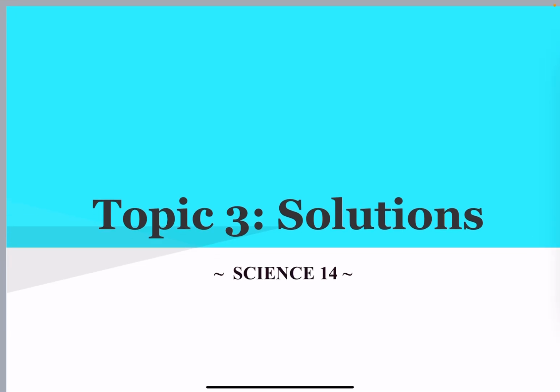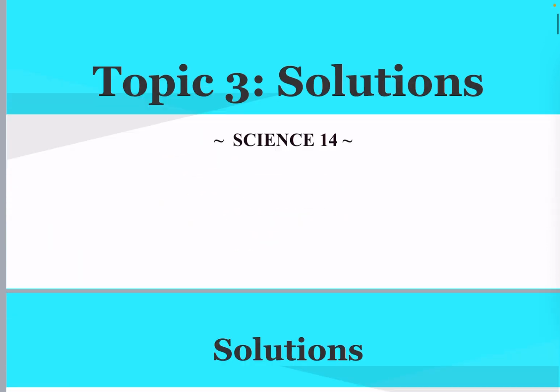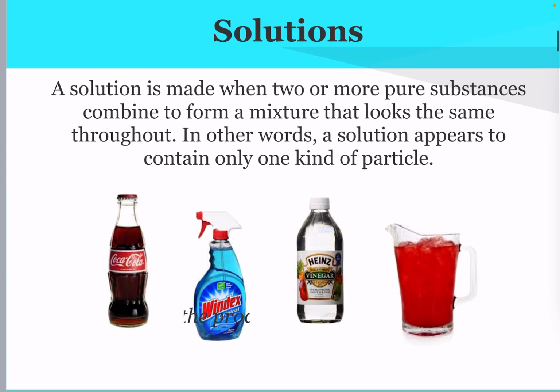All right, this is topic 3 on solutions. It says a solution is made up when two or more pure substances combine to form a mixture that looks the same throughout. In other words, a solution appears to contain only one kind of particle. So when we're talking about solutions, we are talking about things that look like one thing to our eye. We can't see anything floating around in the liquid. It just looks uniform.